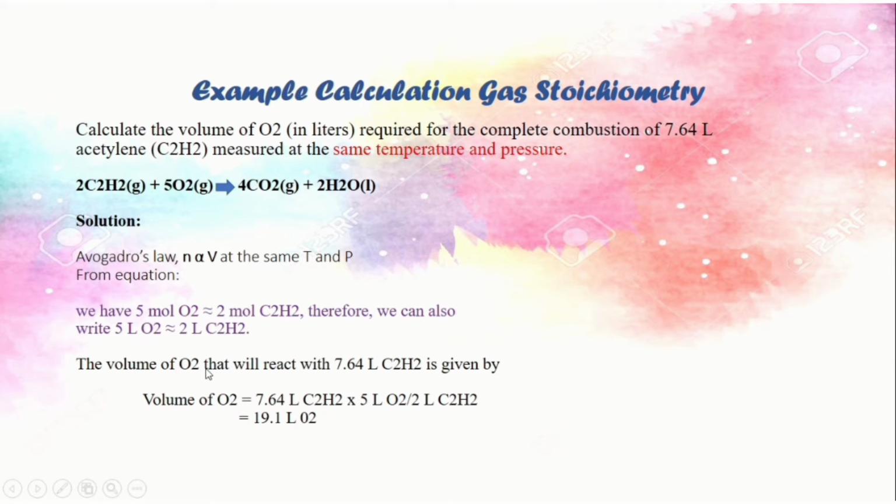So the volume of oxygen that will react with 7.64 liters of C2H2, which is given in the question, we just multiply 7.64 liters C2H2 by 5 liters oxygen over 2 liters of acetylene, which is C2H2. The liters of C2H2 cancel with the liters of C2H2 here. So we just multiply 7.64 liters by 5 liters oxygen over 2. We get the volume of oxygen, which is 19.1 liters oxygen. So this is the answer for this question.